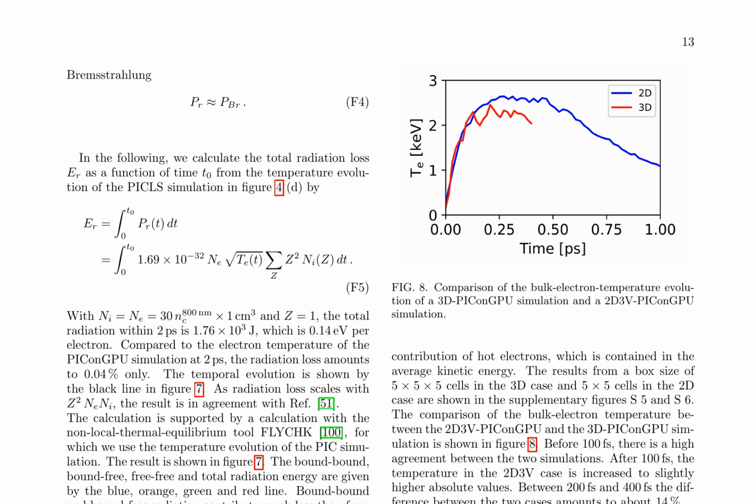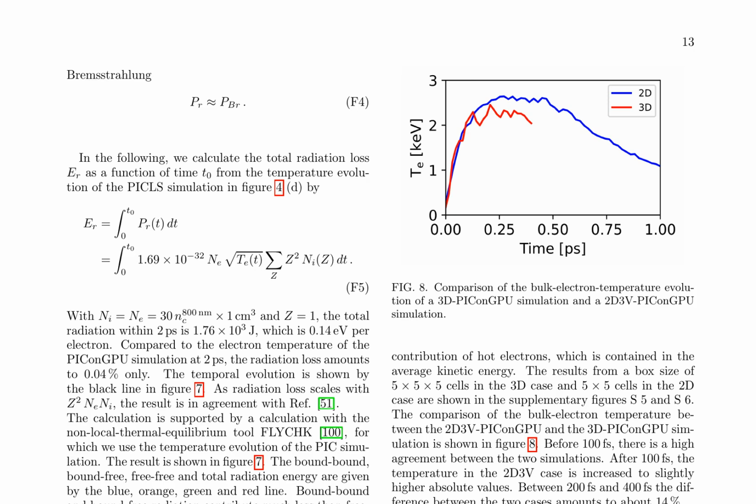In the context of high-intensity laser plasma interactions, the primary mechanism of radiation loss is Bremsstrahlung, or free-free radiation. This is evident from the results of the PICON GPU simulation, which demonstrates that the radiation loss per electron is lower than 0.1% of the relevant thermal electron energies. Consequently, radiative cooling can be neglected in this scenario.